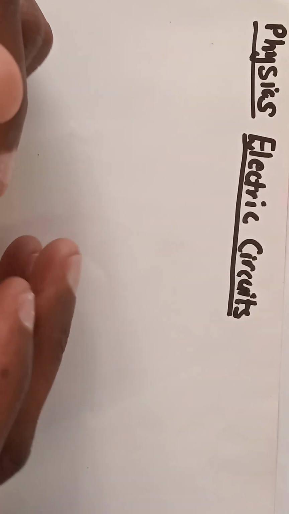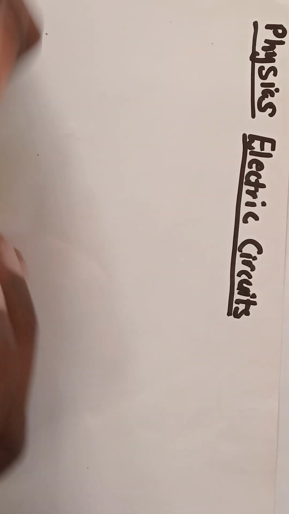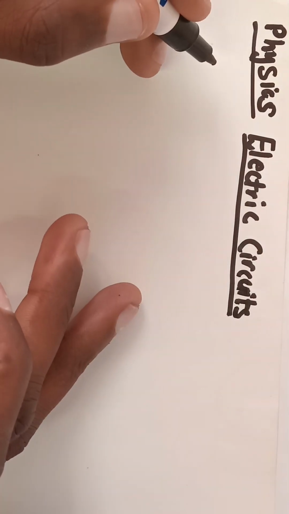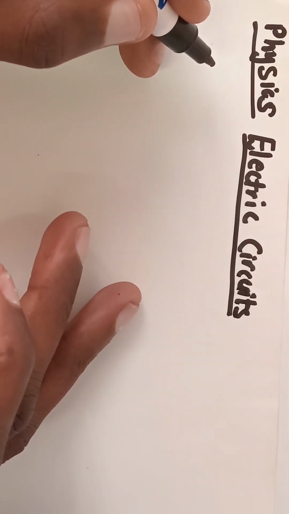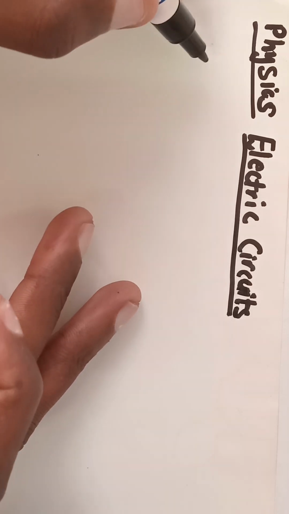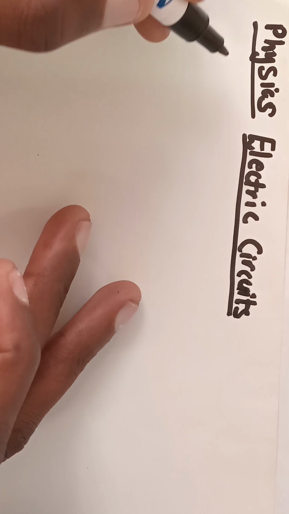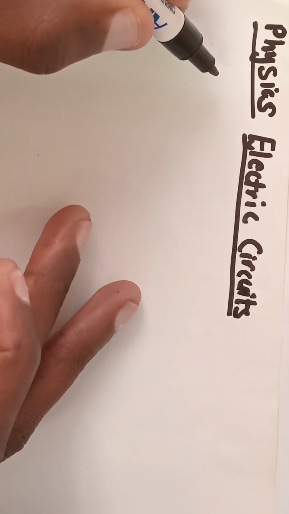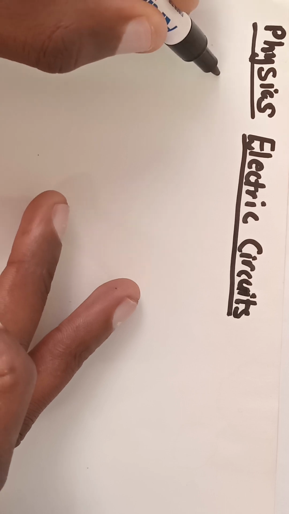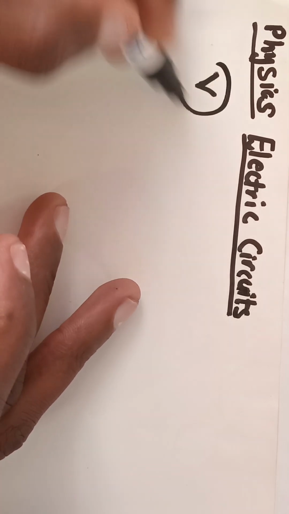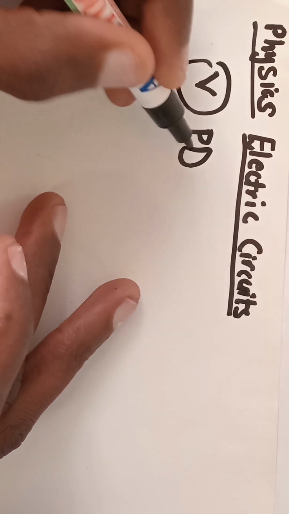the potential difference across a conductor. But let's get this first. The potential difference is the voltage on the conductor. So the potential difference is the voltage on the conductor, which is represented by the letter V. So this represents the potential difference.